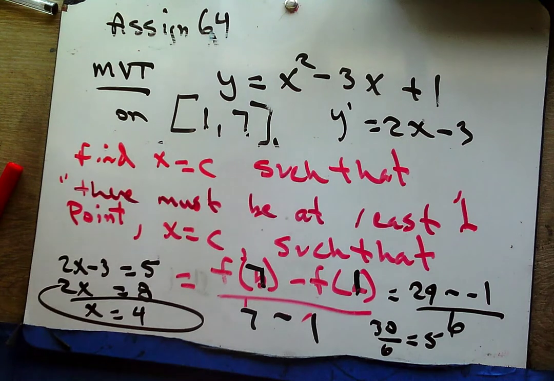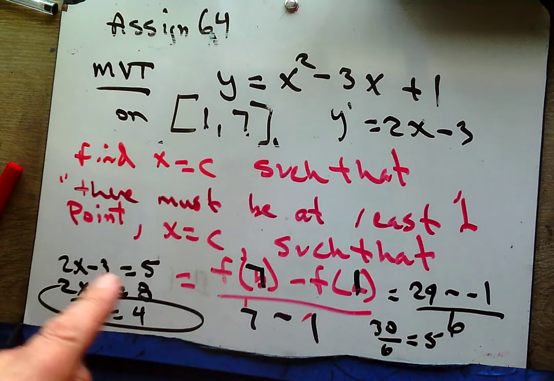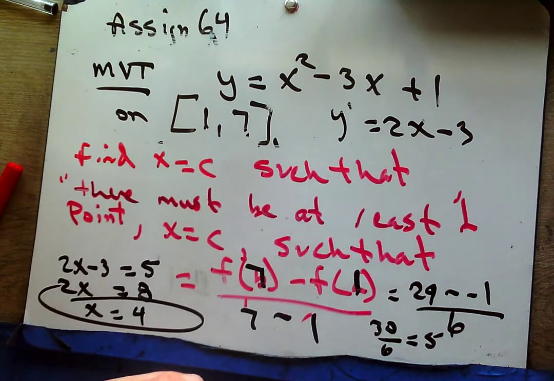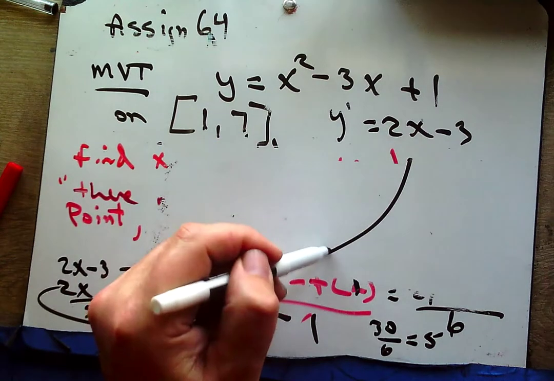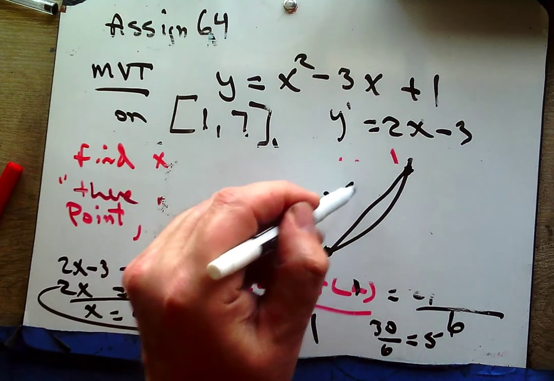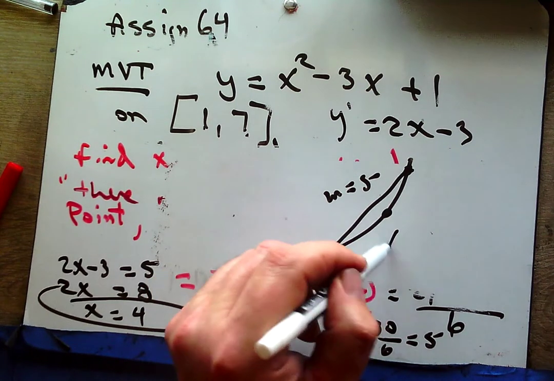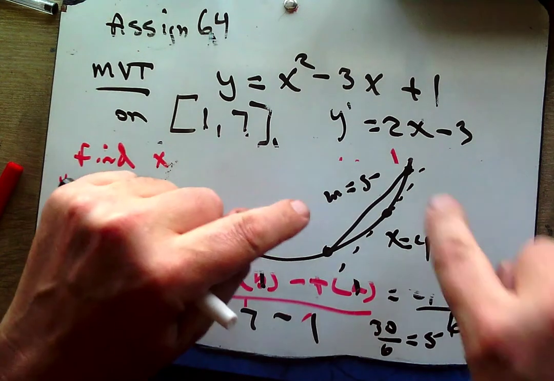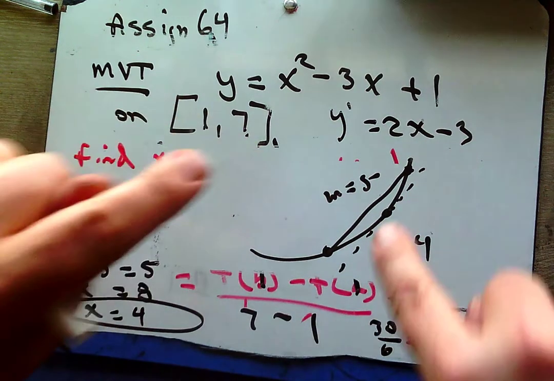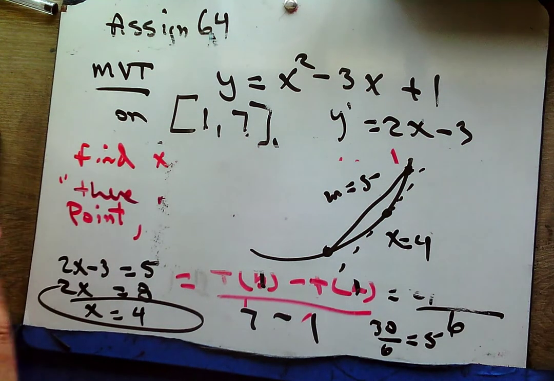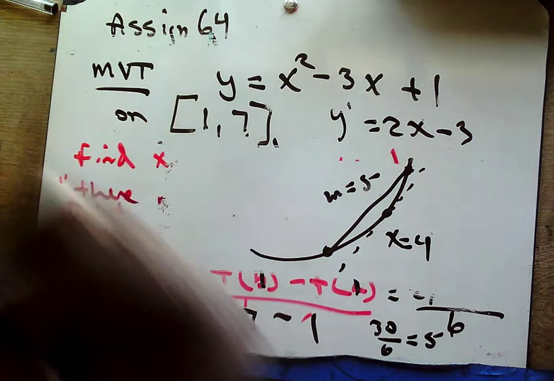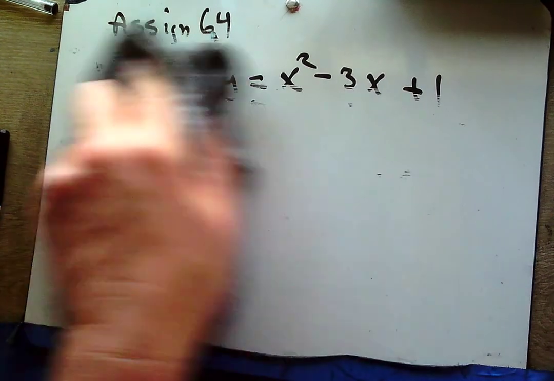That's the place. The tangent line to this parabola at this point has the same slope as the slope between 1 and 7 on this parabola. Said a different way, parabola from 1 to 7, slope equals 5, and here at x equals 4, the slope of the tangent is also 5. This tangent line and secant line will be parallel in places where the mean value theorem is true, because this slope and this slope are the same. Okay, and so yes, you're going to need to be able to deal with the mean value theorem.